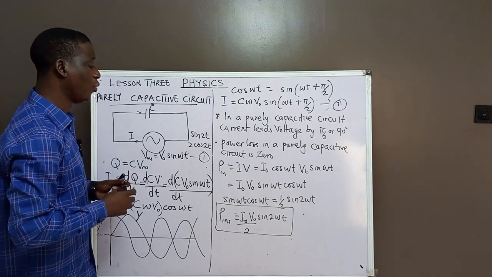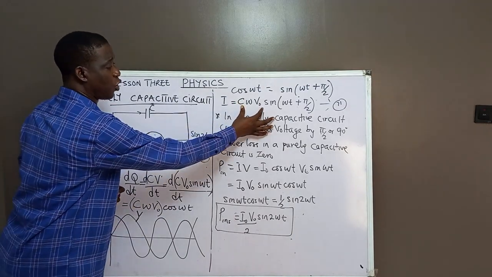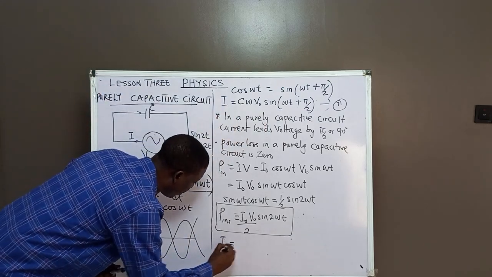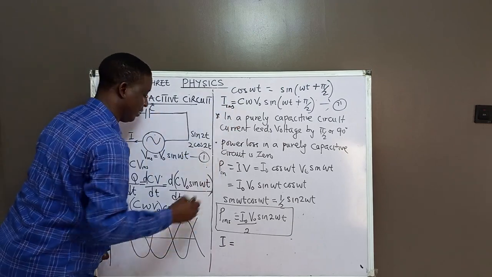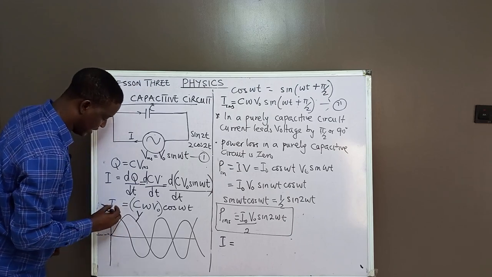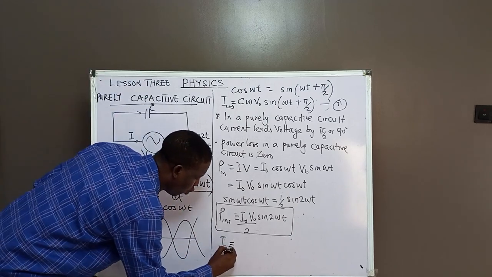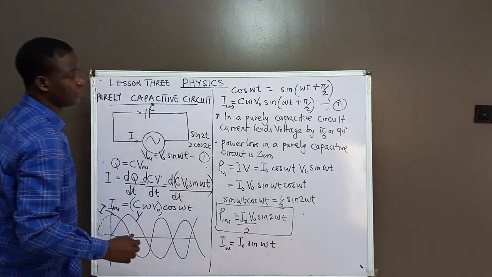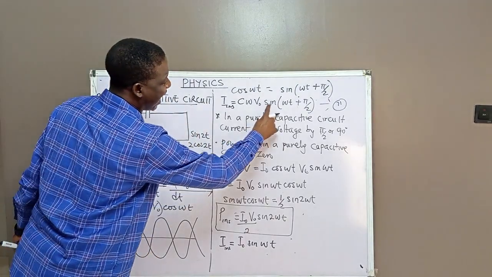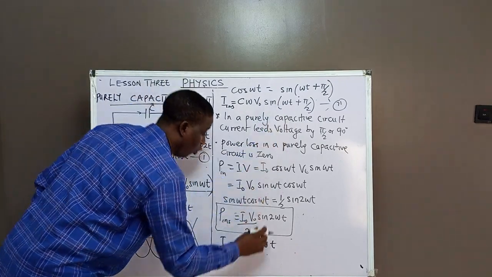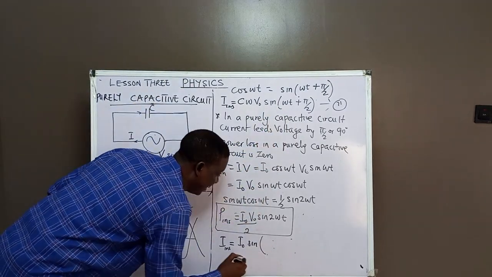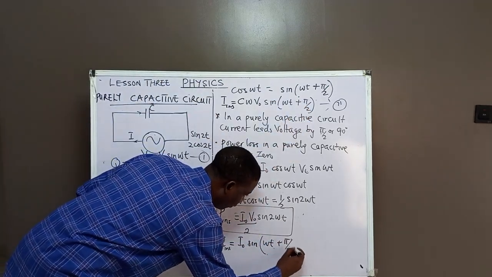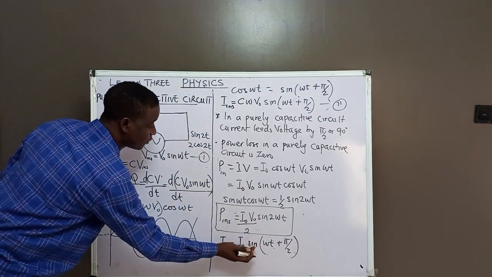Now, also, let us equate this current. If you remember the formula from lesson 1, the instantaneous current is equal to I naught sine omega t. That is the formula. But because we are having this here, when we do comparison in waves, you still write the same thing: WT plus pi over 2. So that is what we are comparing this one with.